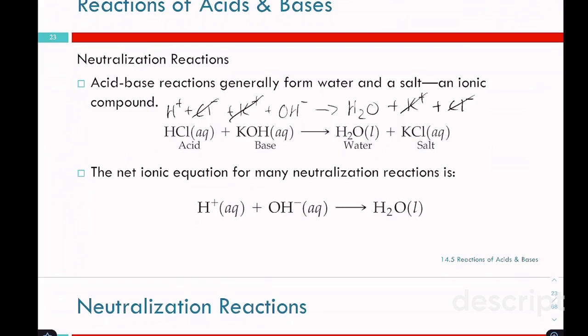So this is a neutralization reaction. And actually on Wednesday, we're going to use a neutralization reaction to do a titration and calculate the concentration of acetic acid actually in vinegar.